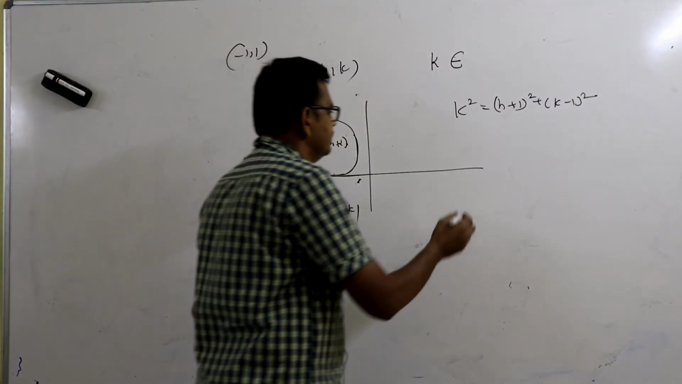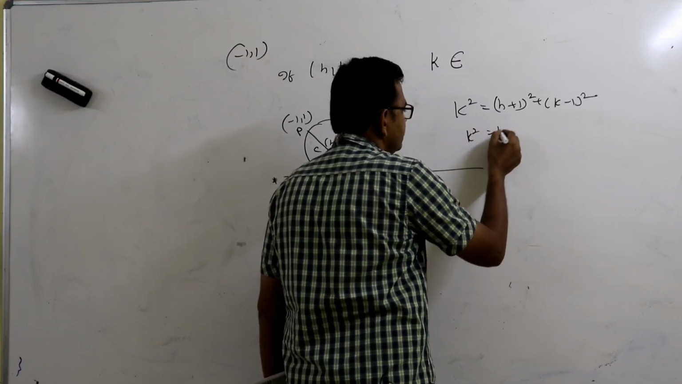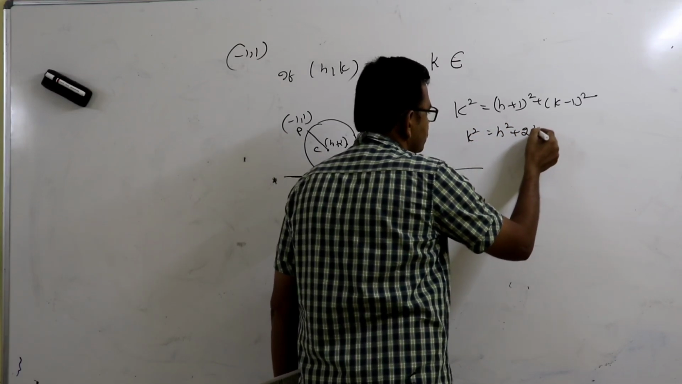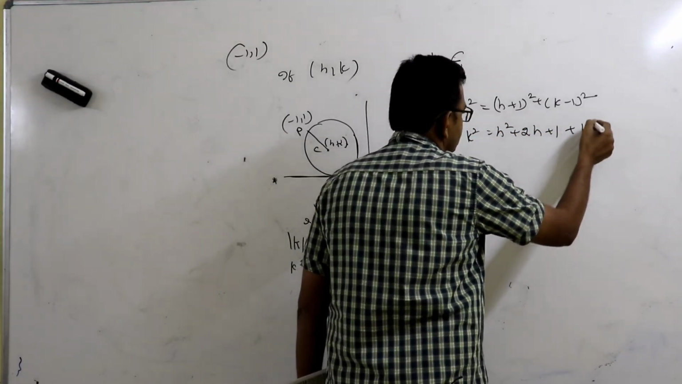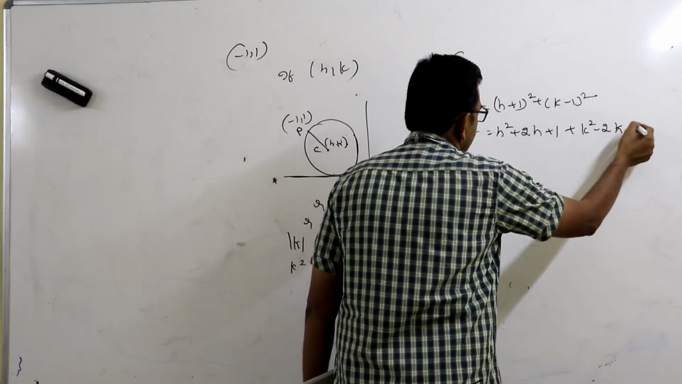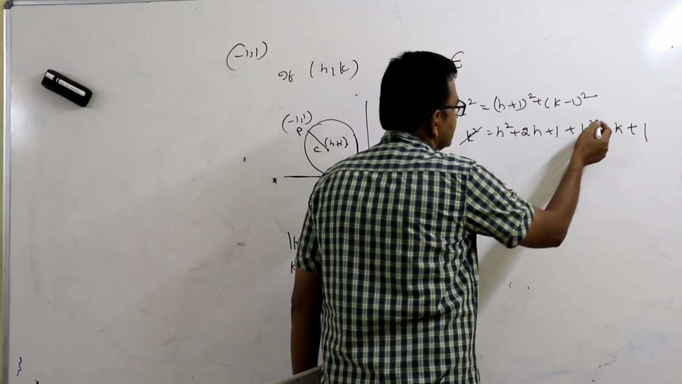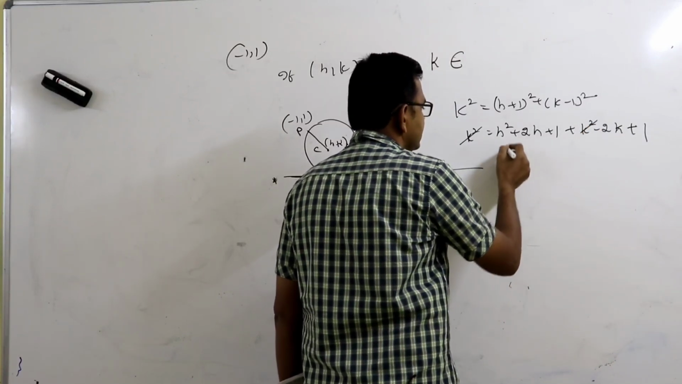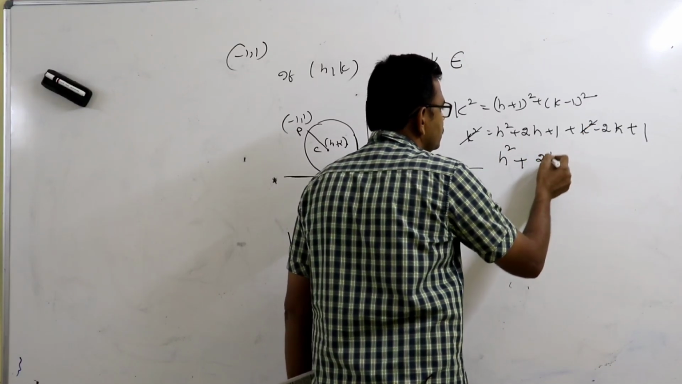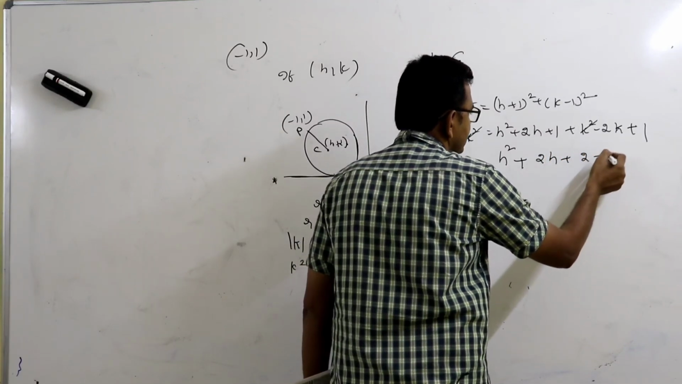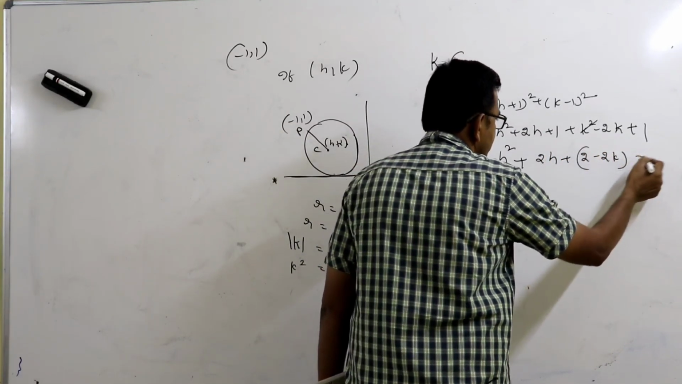k minus 1 whole square. So this is k square equal to h square plus 2h plus 1 plus k square minus 2k plus 1. There k square gets cancelled. This is h square plus 2h plus 2 minus 2k is equal to 0.